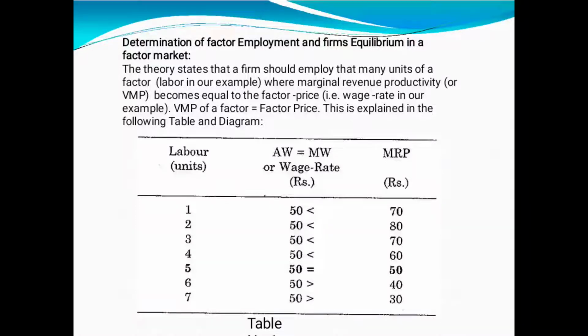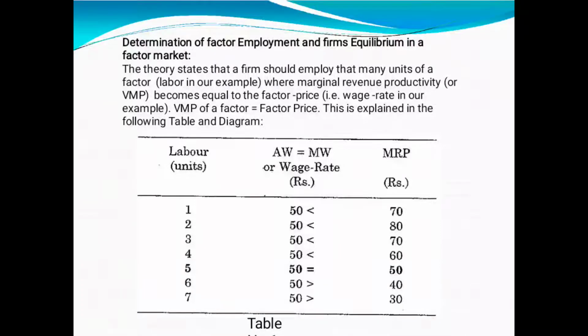Determination of factor employment and the firm's equilibrium in a factor market. The theory states that a firm should employ that many units of a factor where marginal revenue productivity becomes equal to the factor price. VMP of a factor equals factor price.